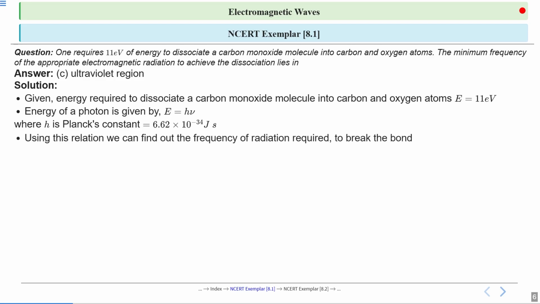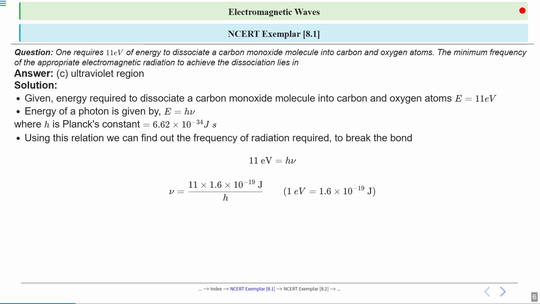Now using this relation we can find out the frequency of radiation required. Energy is given to dissociate the carbon monoxide molecule. So which electromagnetic wave do we require to produce that energy? We will calculate the frequency of that radiation by the relation E equal to h nu. So E is 11 electron volt equal to h nu. Put the value of h also. So nu will be 11 electron volt upon h.